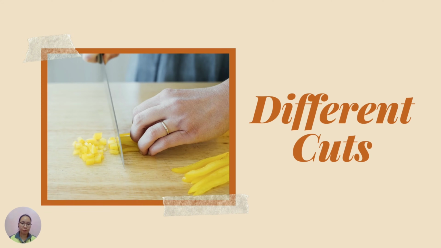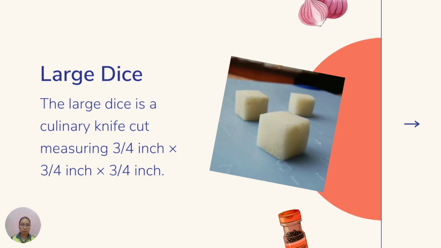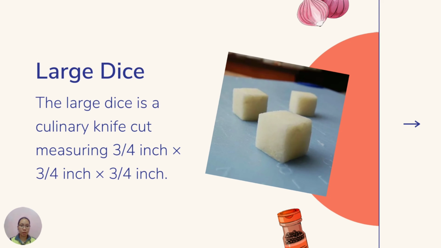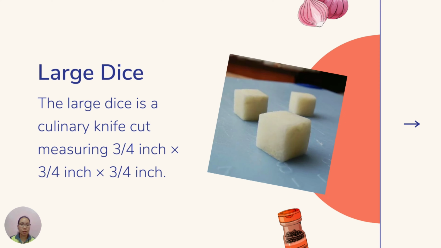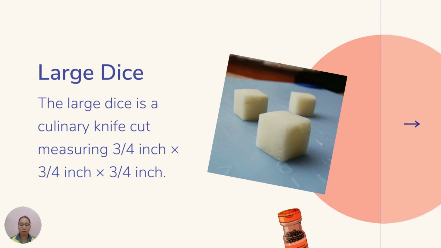Next, we have the different cuts. Let's start with the large dice. This is a culinary knife cut which measures 3/4 inch by 3/4 inch by 3/4 inch. This cut is most often used for vegetables like potatoes and sometimes in fruits such as watermelon.